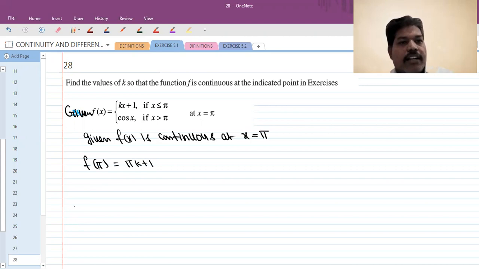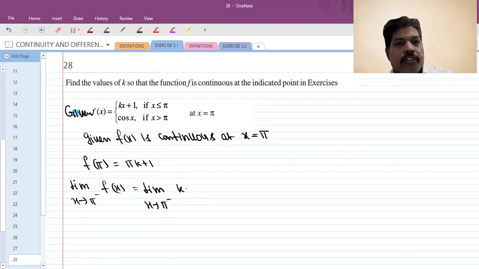Next I will calculate the left hand limit here. Limit as x extends to pi minus of f of x. For x less than pi, the f of x value will become kx plus 1. So if you apply the limit, what happens? It will become pi into k plus 1.